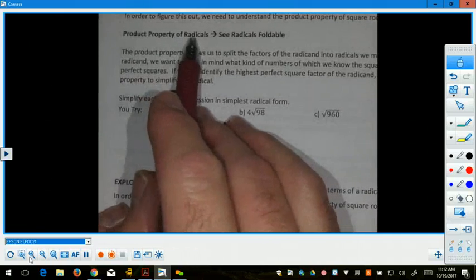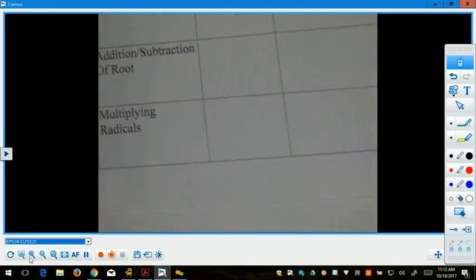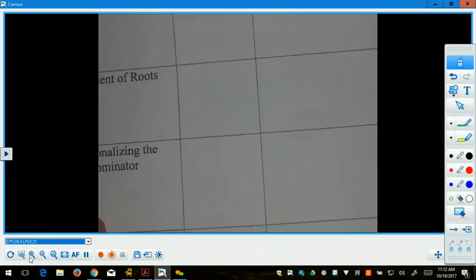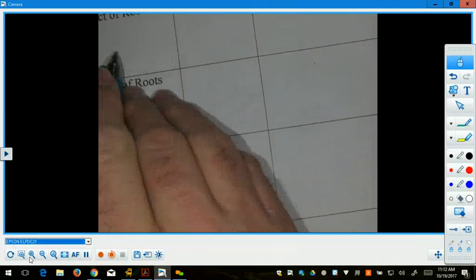Product property. Guys, we're already pushing it with this lesson. It's a packed lesson. Talking on the side doesn't help. If you have a question, raise your hand.